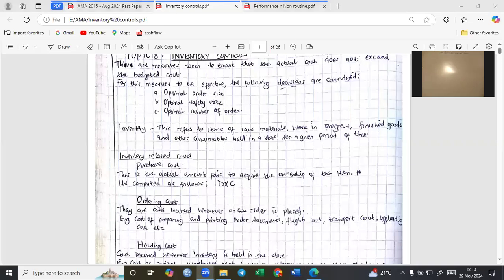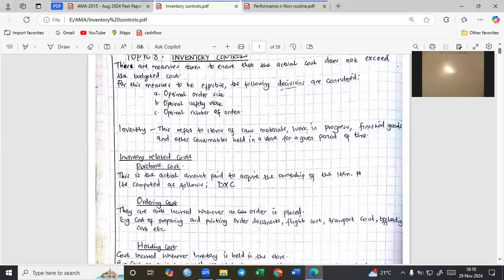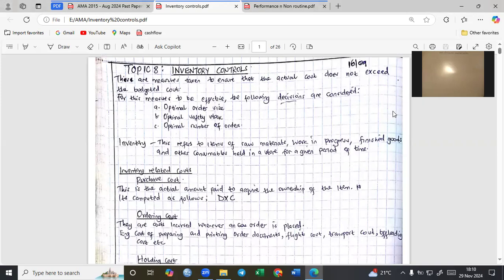Welcome to the advanced MA. The topic is inventory control. We shall start from that point. Now we talk about inventory control. It's what we did in intermediate level, things to do with inventory.